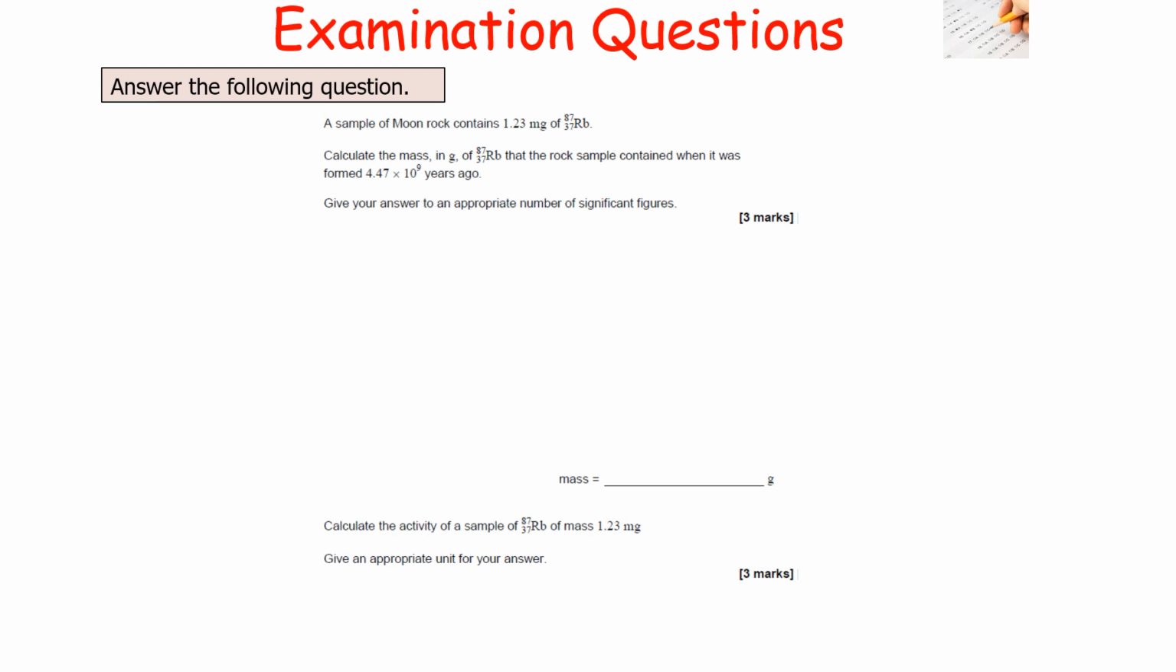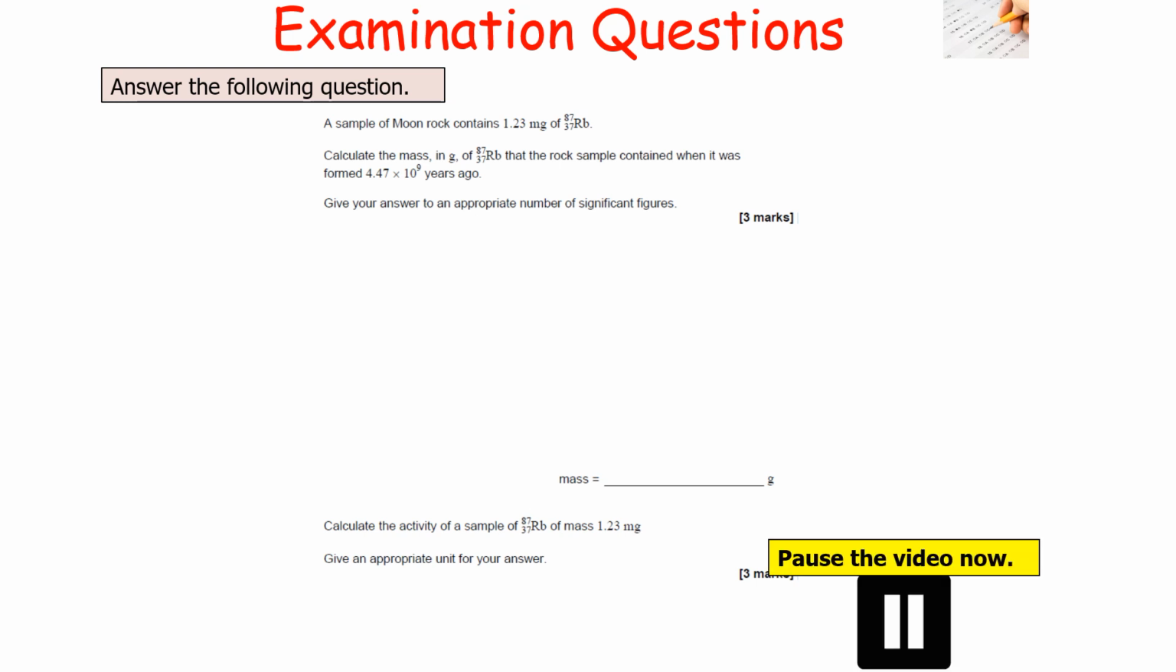Give your answer to the appropriate number of sig figs, and then calculate the activity of a sample of rubidium-87 of mass 1.23 milligrams. Give an appropriate unit for your answer. So pause the video now, then unpause the video when you want to go through your answer.